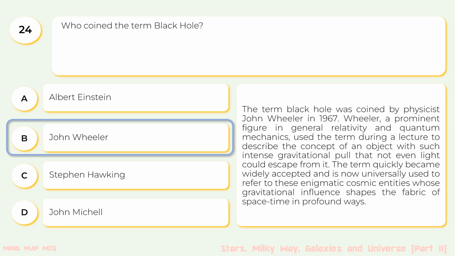Wheeler, a prominent figure in general relativity and quantum mechanics, used the term during a lecture to describe the concept of an object with such intense gravitational pull that not even light could escape from it. The term quickly became widely accepted and is now universally used to refer to these enigmatic cosmic entities whose gravitational influence shapes the fabric of space-time in profound ways.